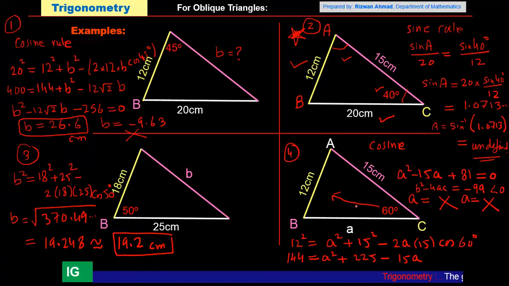So see that in examples 2 and 4 we have realized that some measurements with some particular angles are not possible. In that case mathematically we will not get any solution. And examples 1 and 3 are possible, so we got the solutions of these two. I hope it's clear to all of you.